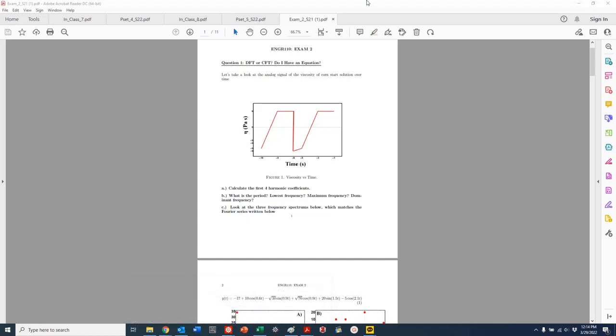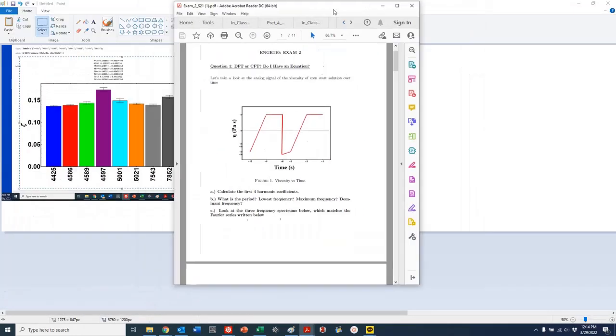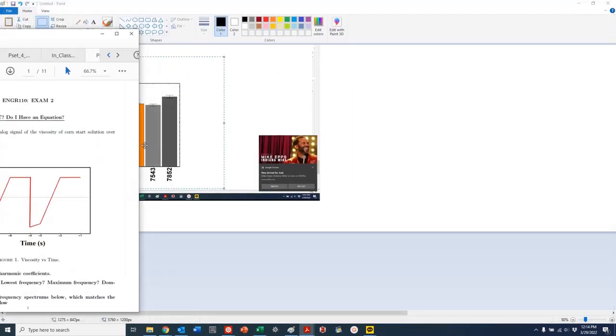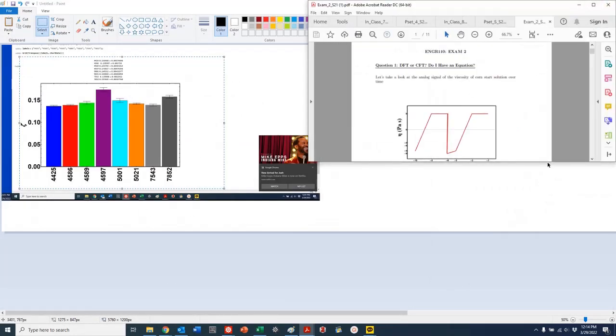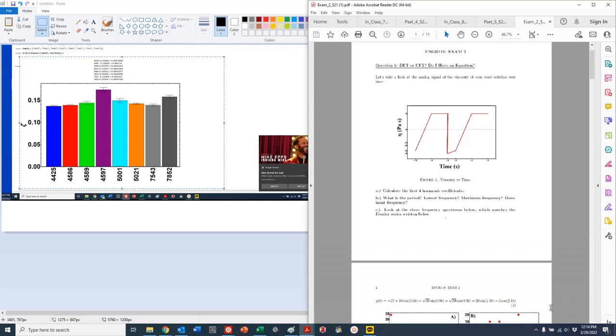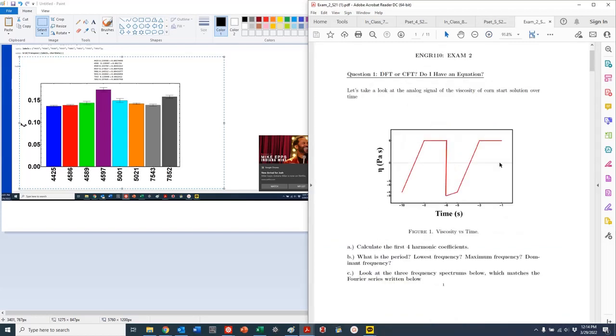Hi everyone, we are back and we are now going to do our practice exam 2 for ENGR 110. So let's go ahead and look at the problem that we want to solve today. Let's split our screen in half if we're able to do that, and zoom in a little bit so that hopefully all can see.